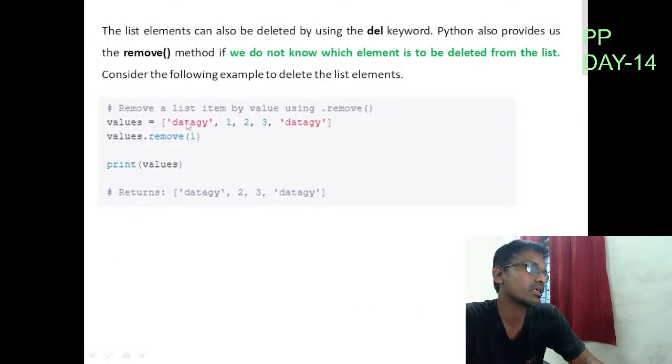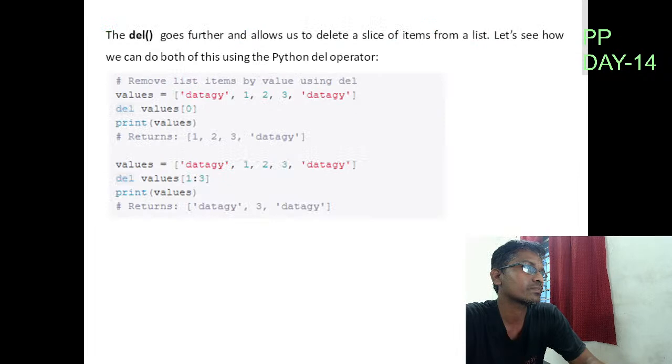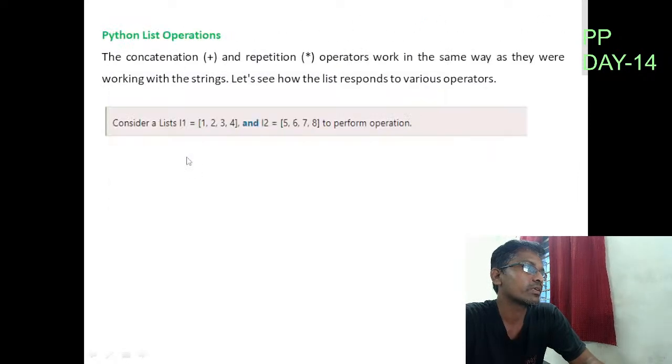And one more is called remove. It is also possible to remove the values in a given list. Why? Because it comes under mutable data types. So you can use remove, or you can use del for deleting values in Python.